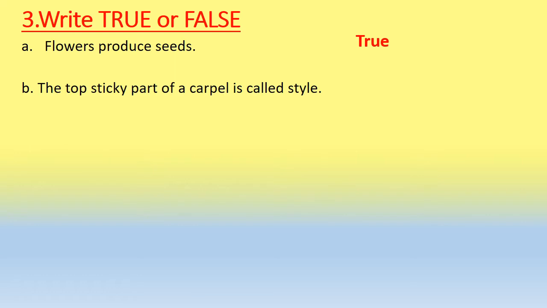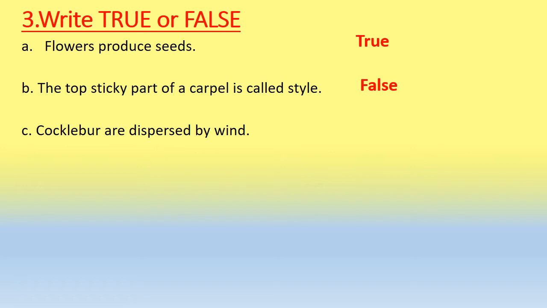Next is write true or false. Part A, flowers produce seeds. So yes, this is true that flowers produce seeds. Part B, the top sticky part of a carpel is called style. So students, this is false, because the top sticky part of a carpel is called stigma. So write down false.